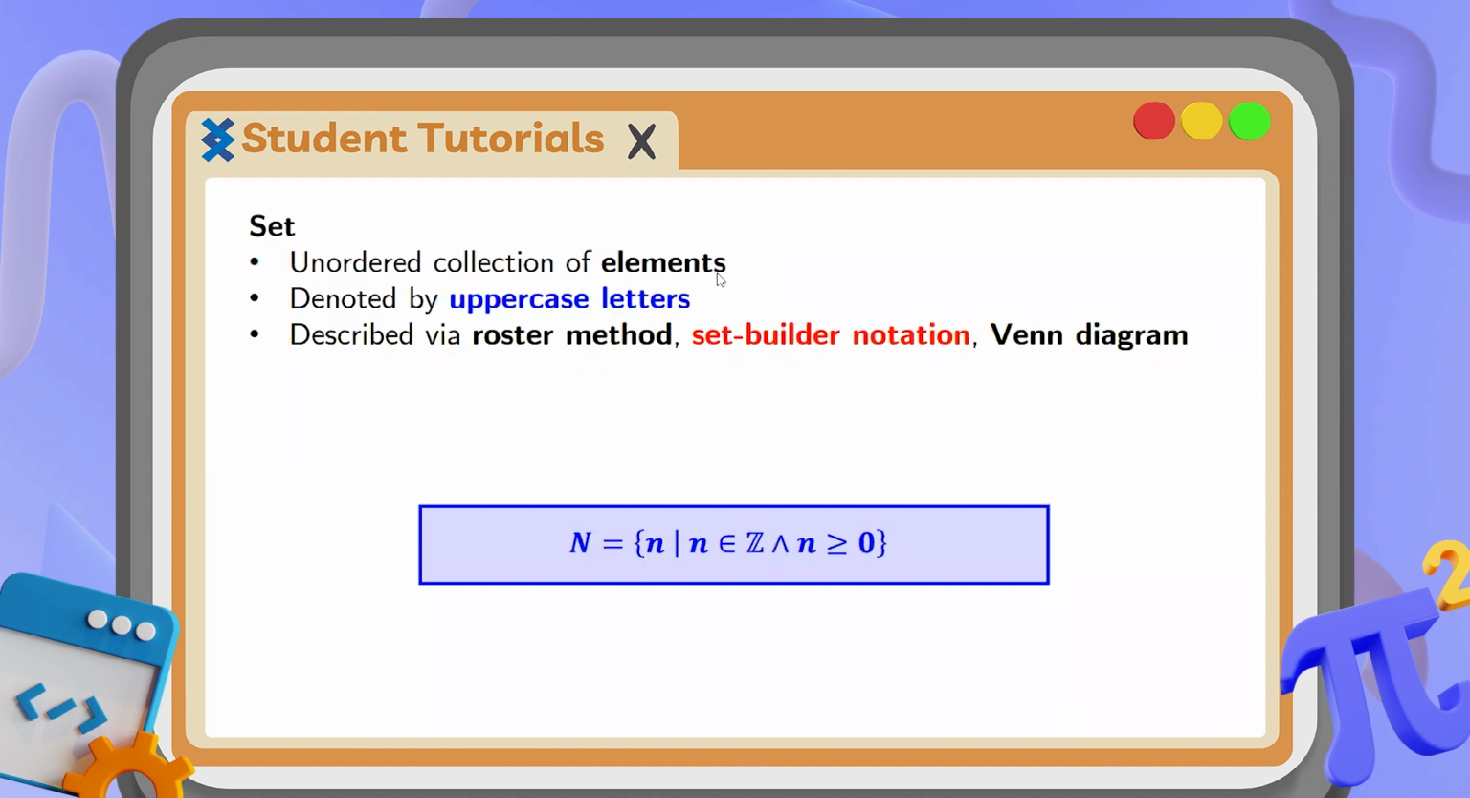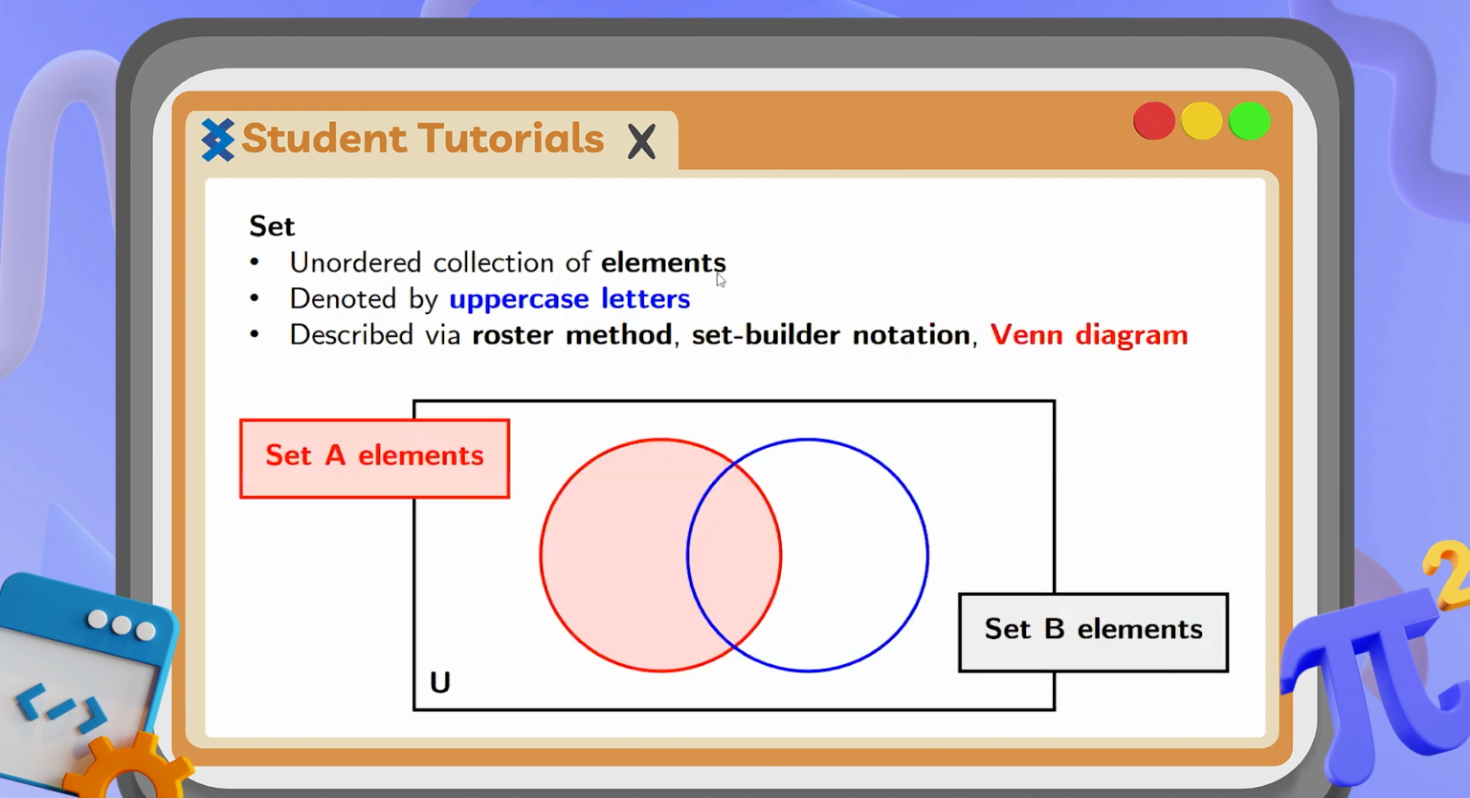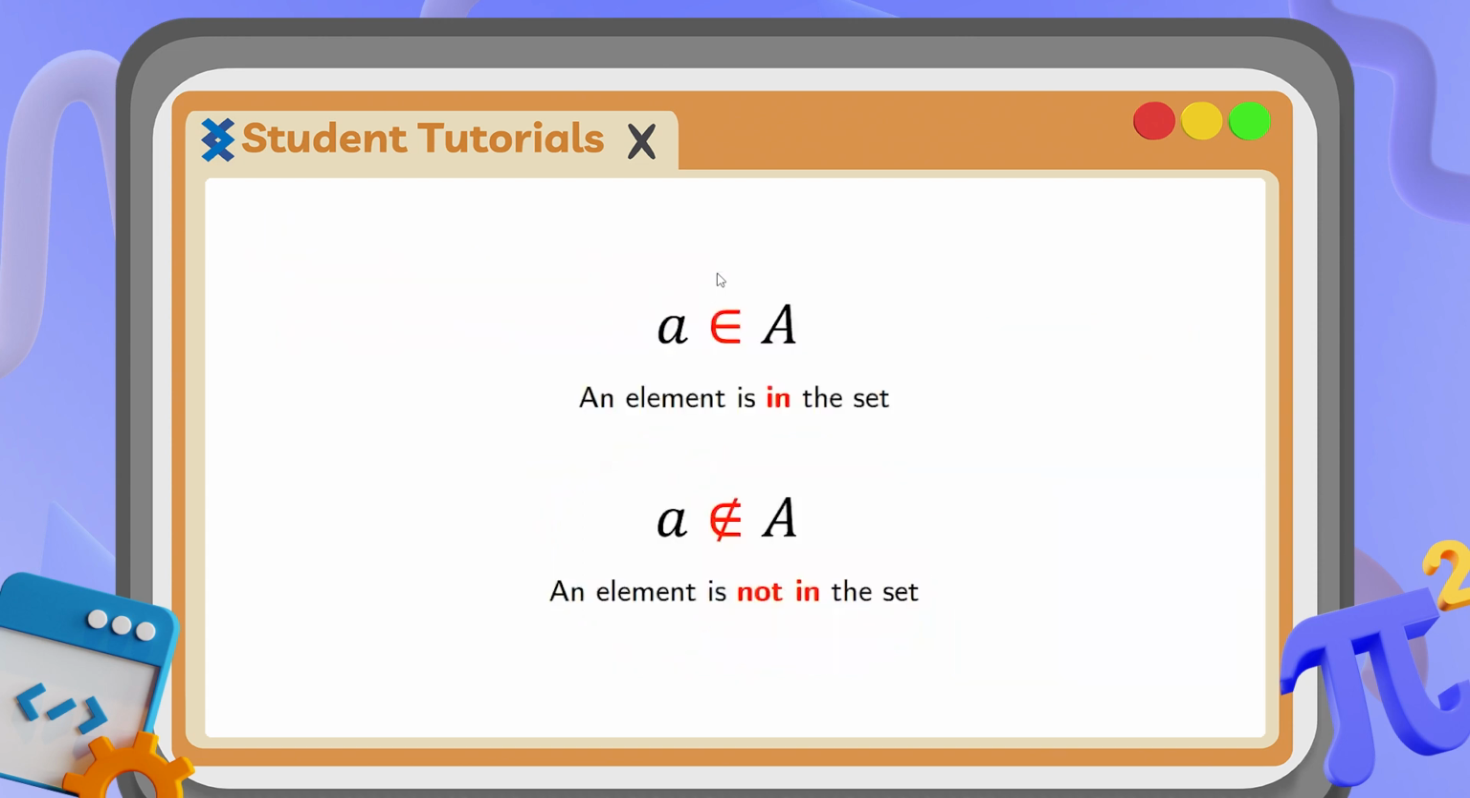Then we have the set builder notation, which actually is a shortcut to define what kind of elements you have in the set, especially for integers or any number in general. And lastly, we also have the Venn diagram, which can be used to visually describe the elements in a set. So here in this Venn diagram, we have elements in set A on the left, and on the right, we have set B elements. Both sets are encompassed by the universal set, which contains elements of set A, set B, and other elements that are not in both sets.